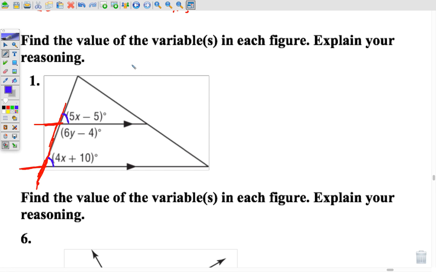So the first thing I'm going to use is my corresponding angle postulate. So there we go, postulate, and that's to find x. So my corresponding angle postulate tells me that these two angles, 5x minus 5, is equal to 4x plus 10. So we're going to go ahead and we're going to solve for x. Subtract 4x from both sides, you have x is equal to, add the 5 over here, 10 plus 5 is 15.